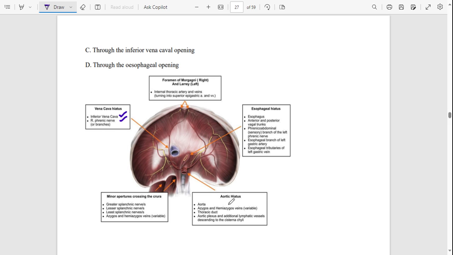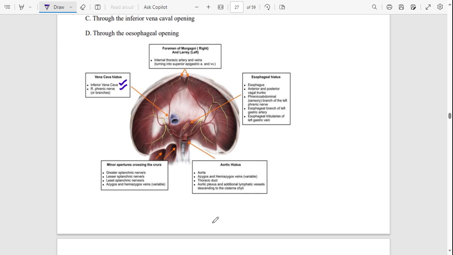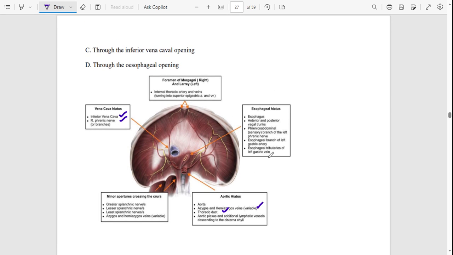The opening of the aorta, we call it the aortic hiatus. What passes there is the aorta itself, the azygous and hemiazygous veins, the thoracic duct, aortic plexus, and some lymphatics. We also have the esophageal hiatus, where the esophagus passes, and also the anterior and posterior vagal trunks, those same ones we were talking about, which are rounding the arch of the aorta and the subclavian.